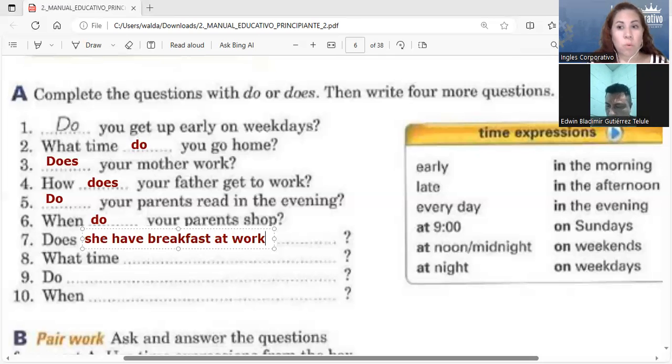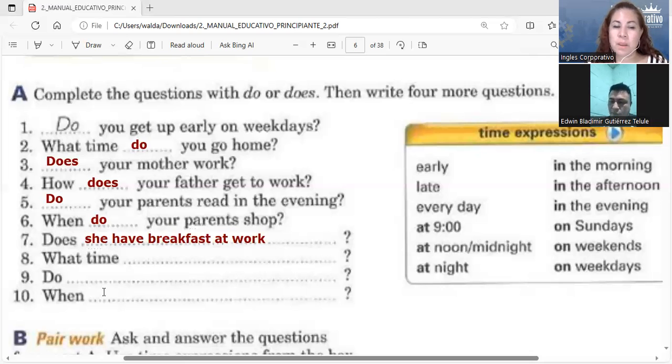Not at your work, because your work is tu trabajo. Okay, and you want to say su trabajo. How would you say that in English? If you want to say su trabajo, o sea, el trabajo de ella. How would you say that? His work. Okay. His is for a man. So for a woman, her work, exactly. Yes, very, very good. Okay, excellent. Okay, let's continue.